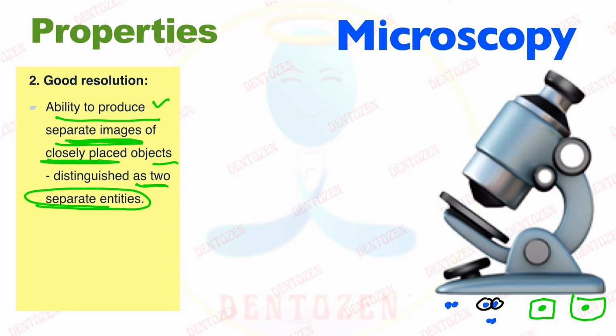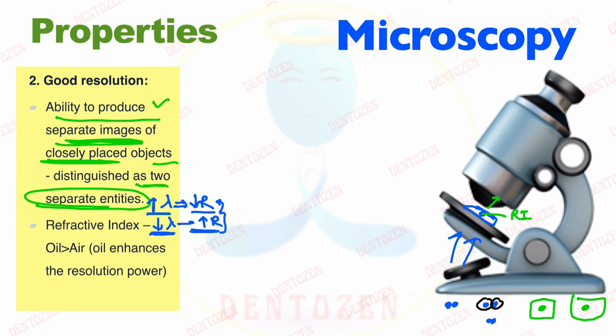Now, the light source emits light which has wavelengths. The greater the wavelength of light, the lower the resolution. So we want the wavelength to be less so that resolution increases. Decreased wavelength in the electron microscope increases the resolution as compared to the light microscope. Now these light rays pass through the specimen, and if we are using different mediums, for example air and oil, the resolution can change based on the refractive index of the medium. A medium with higher refractive index, for example oil, can enhance the resolution power.